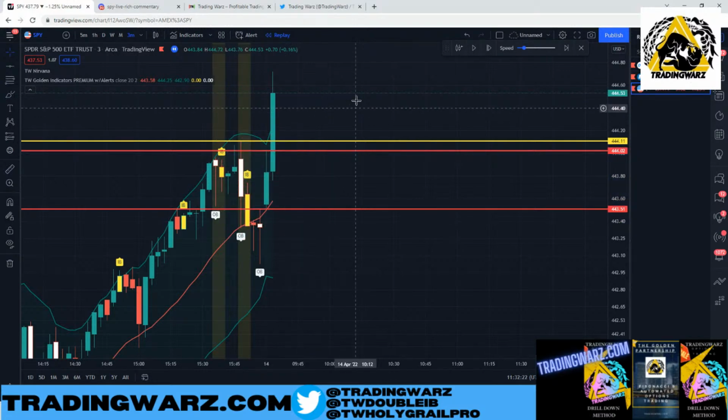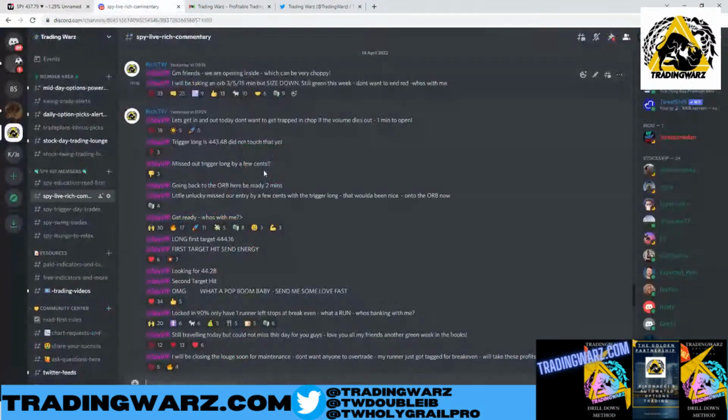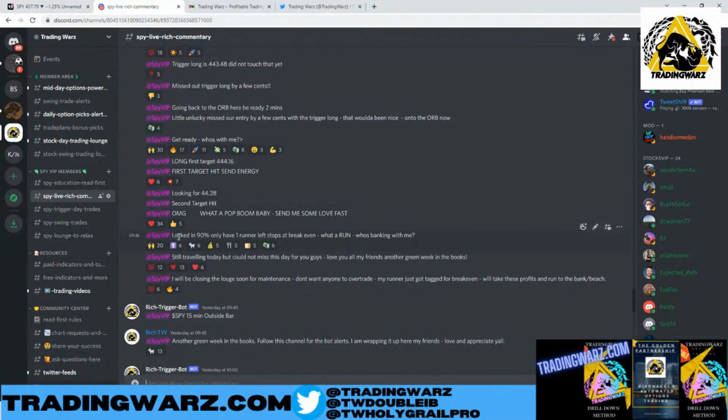And then we had an inside bar here, but this push here, guys, from here to here was a good, at least, 15 to 20% with the options. Very, very clean play. And you'll see with the opening range breakout, the goal of the opening range breakout is to get a good move and then leave some runners on, put a stop loss at break even, because this ended up being the high of the day. And you'll see right here, I said it locked in 90%, only have one runner left, stops at break even. What a run, who's banking with me?